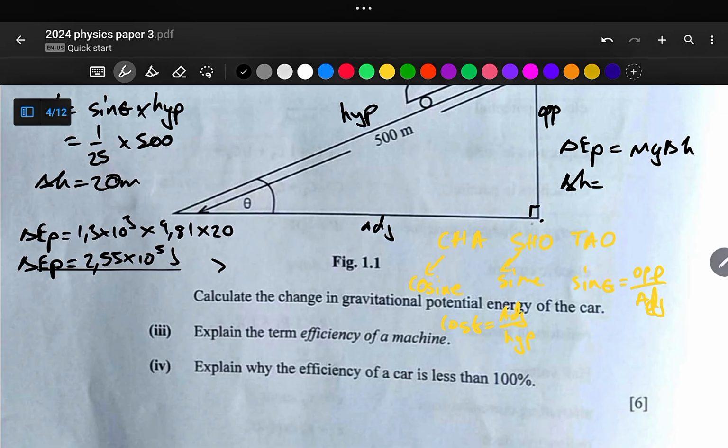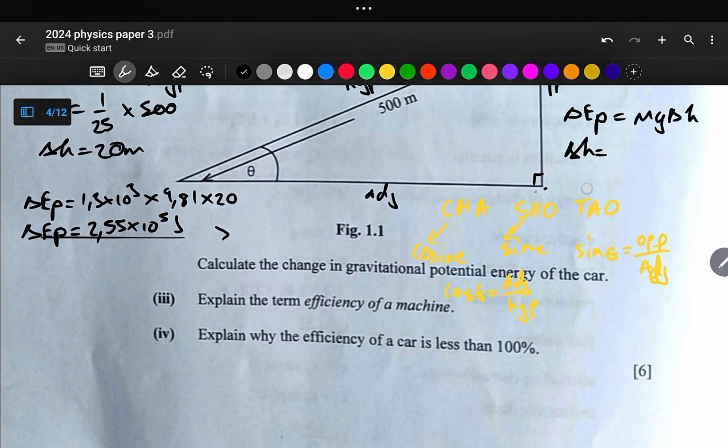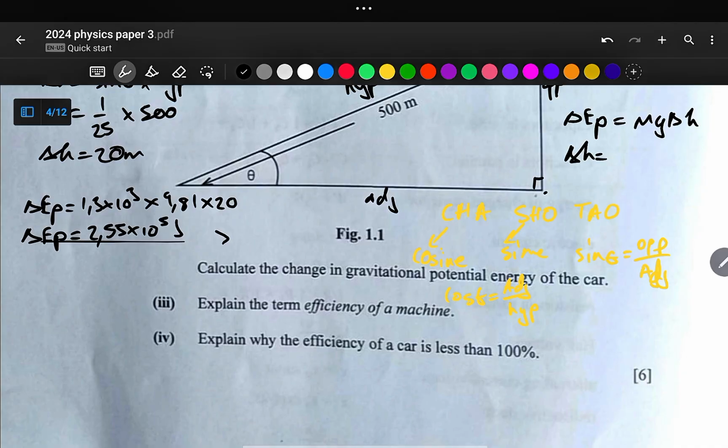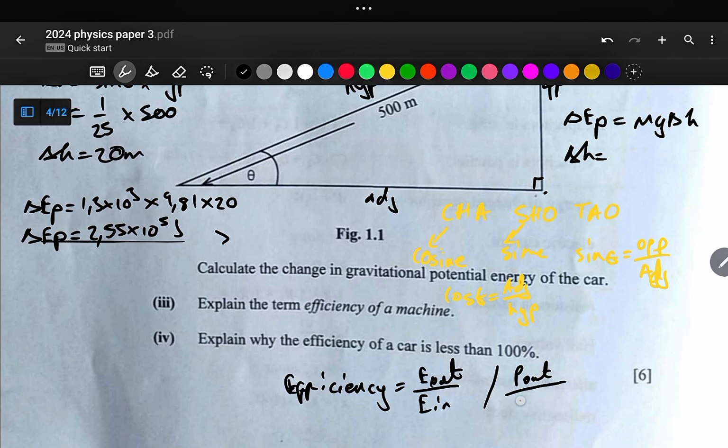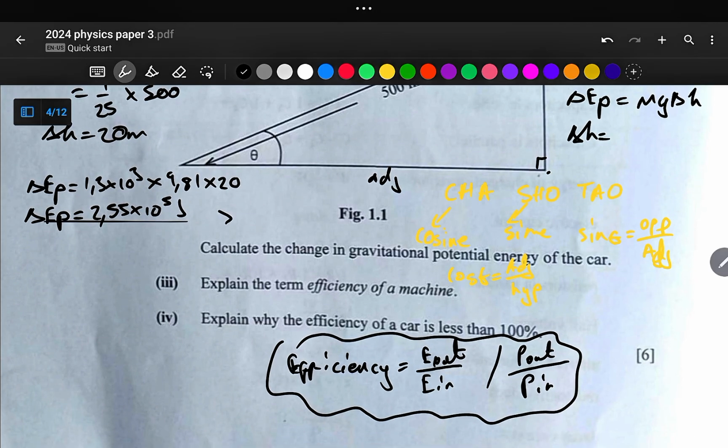And let us move on to the next part of our question, which says explain the term efficiency of the machine. So efficiency of the machine is either energy output over energy input, or power output over power input. So that is our efficiency, and usually our efficiency is calculated in percentage, okay?